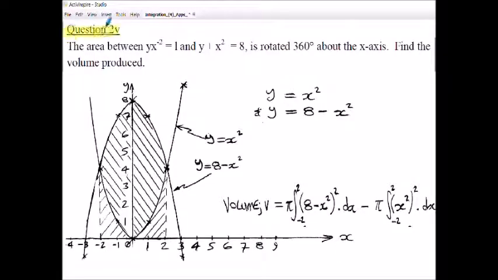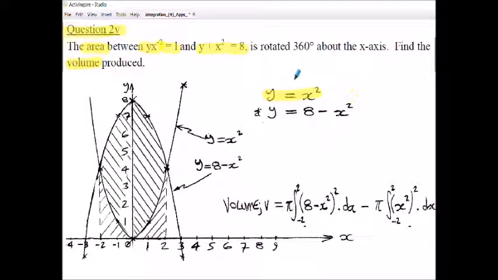Okay, question 2v here. We're told that the area formed between two equations, the first one is y times x to the minus 2 equals 1, and the second equation is y plus x squared is equal to 8. The area formed between them, when we rotate through 360 degrees, forms a volume of revolution, and we've got to find the volume. Rearranging the equations given so they're in a standard form, y times x to the minus 2 equals 1 can be rearranged to y is equal to x squared.